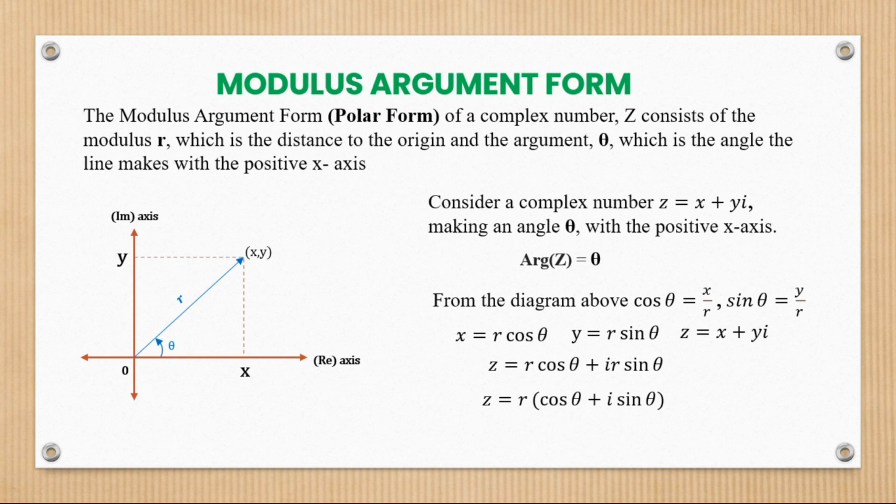And this is actually the modulus argument form. So this is what you have to memorize and remember. But we also know that r, which is now representing the modulus, is also going to be equal to the root of x squared plus y squared. So that represents the modulus of the complex number that we're dealing with.